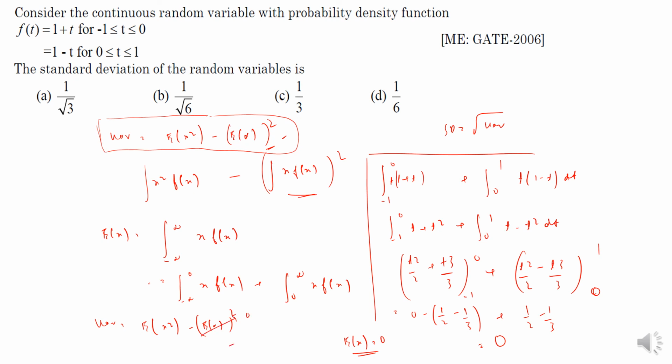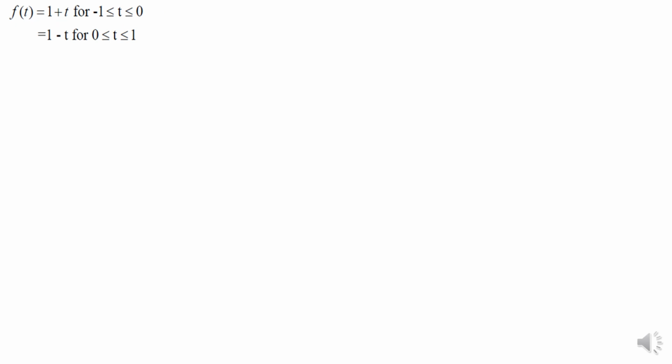Now what I have to find? Now my variance is E of x square. This I have to find, and then I will have to take the square root of it to get the answer. Let us find that first. Now this was the function. What I have to find now is E of x square.